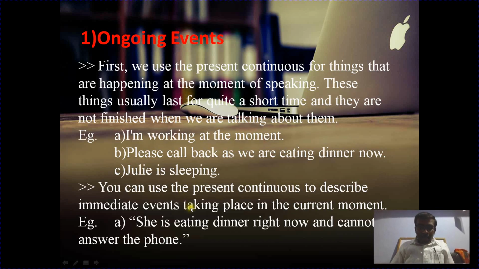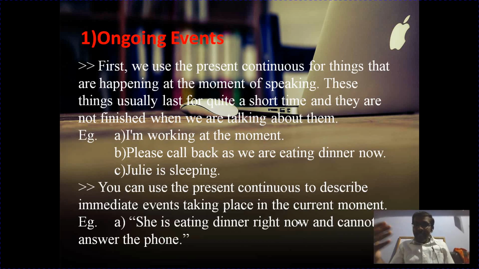Another usage: we can use the present continuous to describe immediate events taking place in the current moment. Immediate events that are taking place right now can be expressed with the help of present continuous form. So she is eating dinner right now and cannot answer the phone. She is not able to answer the phone as she is taking dinner. As I am teaching you, I cannot do any other work. When somebody else calls from outside, I have to say that I am teaching right now, so I cannot answer them. So this is the immediate events.